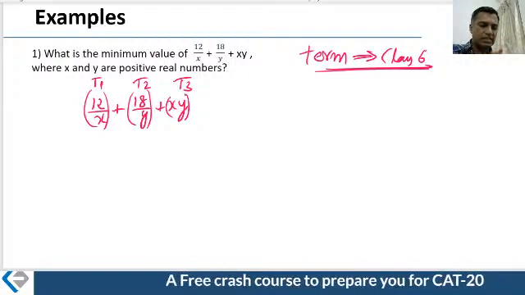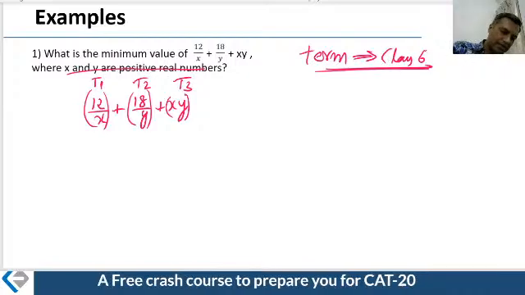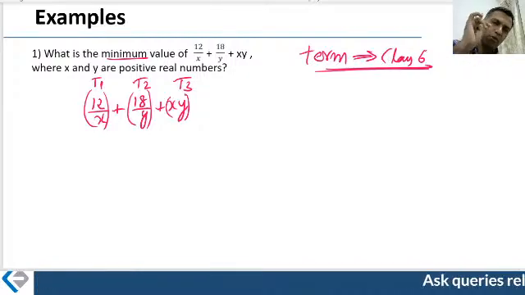Now look, whenever there is a maximum or minima, the first condition is that x and y are positive real numbers. They say something like this. And when they say that, tell me the minima: the sum of terms will be minimum provided their product is maximum.